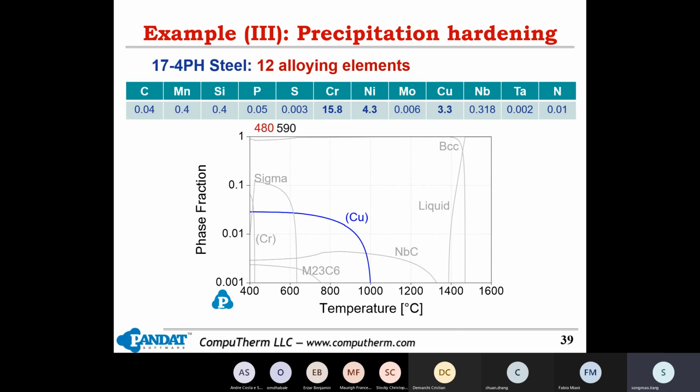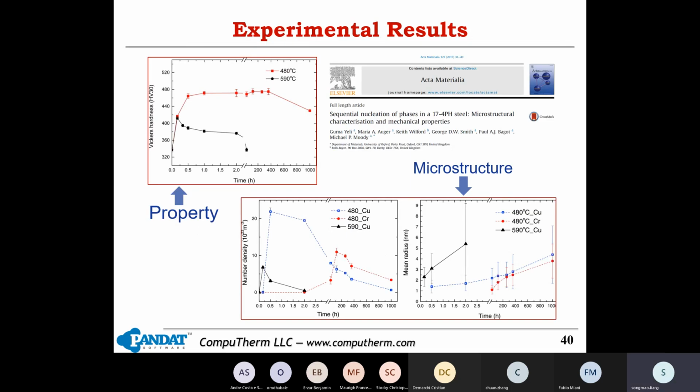And we know these alloys have two common aging temperatures, 480 and 590 degrees, that are often used in applications. And in this paper, they also investigated the experimental work of this alloy, with microstructure and property results.